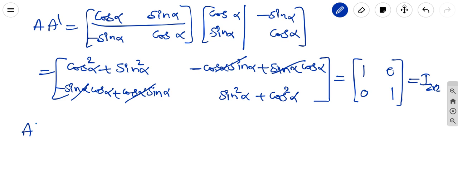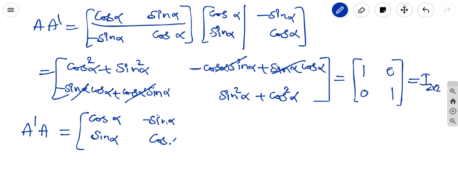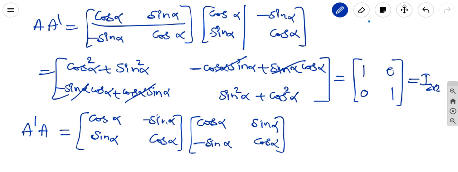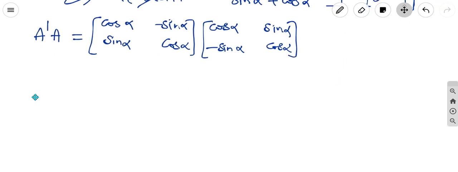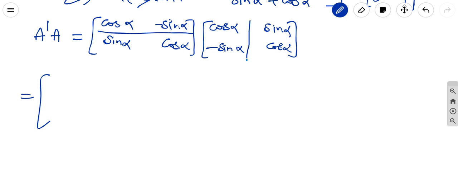Then take the multiplication of A transpose into A. The A transpose matrix is cos alpha, minus sin alpha as a row, then sin alpha, cos alpha. Then the A matrix is cos alpha, sin alpha, minus sin alpha, cos alpha. Here we take the product of the two matrices: first matrix row, second matrix column.